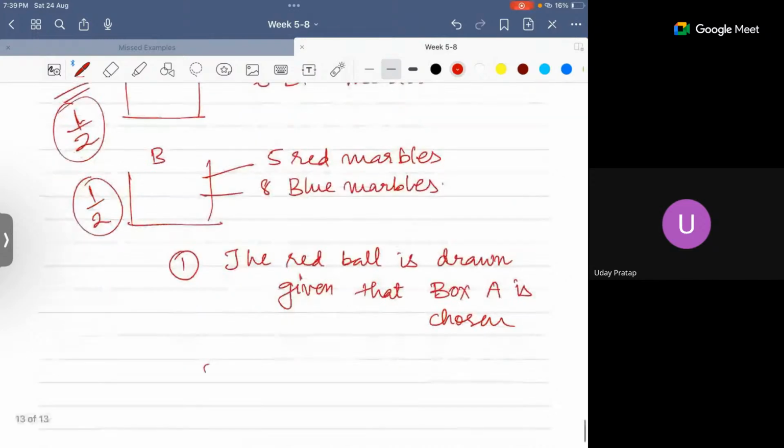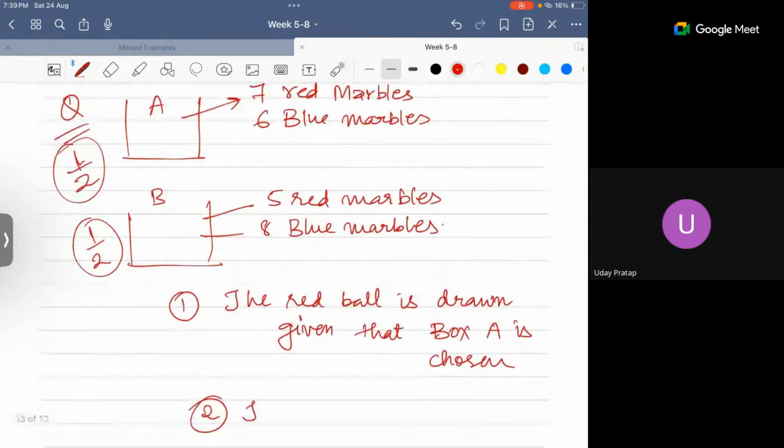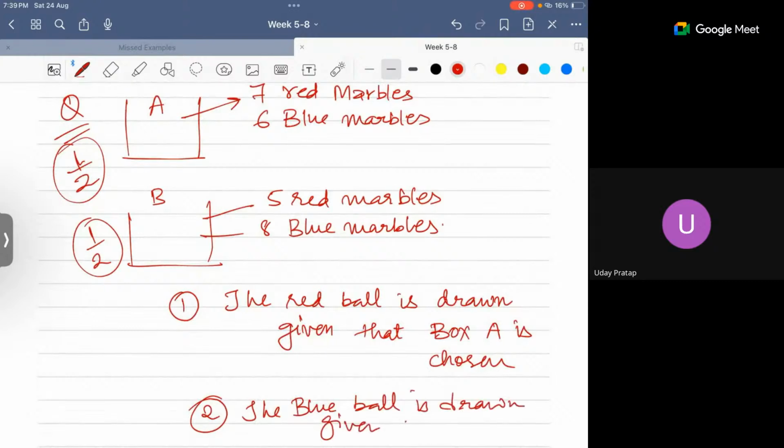You have to calculate the probability for this case first, and then the second case, the same thing: the blue ball is drawn, given that box B is chosen. How will you solve this?